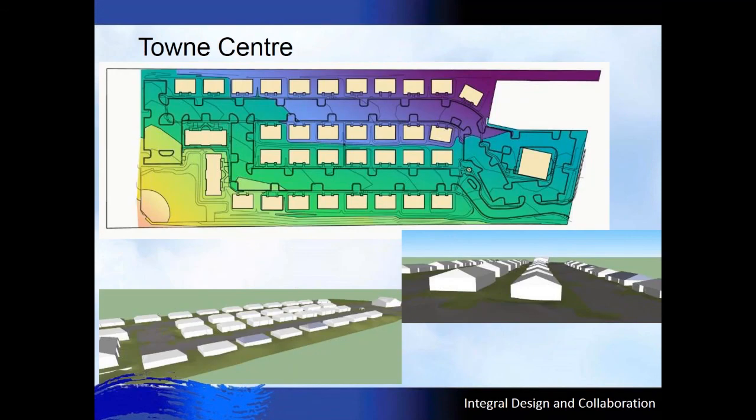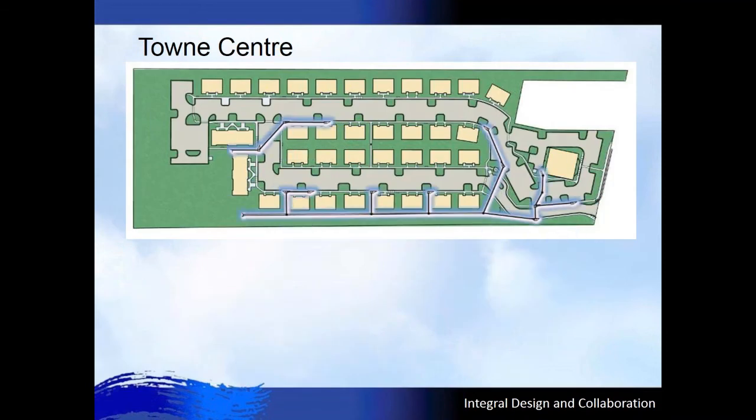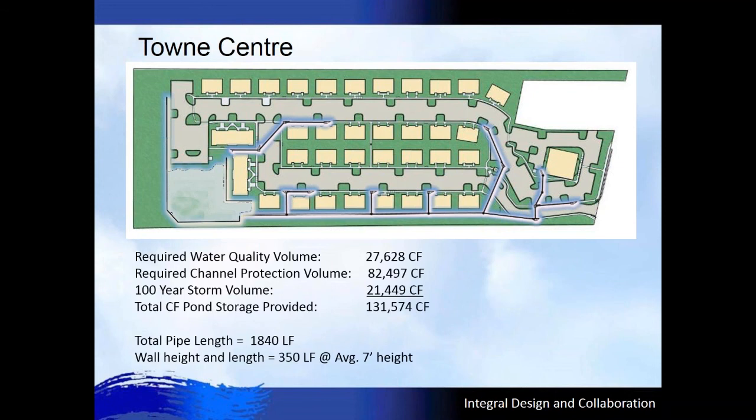This is a slope analysis really quick, just so you can understand the site. The upper right is the higher area of the site, and lower left is the lower part of the site where the basin is located. So this is what was designed. The pipe system connected the right side to the left and drained into this basin. And then you get here at the bottom, you can see an average 7-foot height wall.